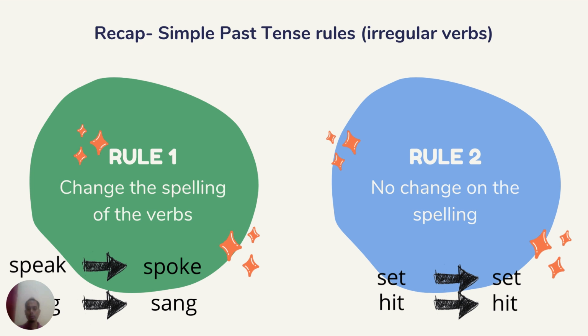And then rule number two is no change on the spelling. The spelling doesn't change. For example, said, and then the past tense form is also said. The word hit and the past tense for hit is also hit. I hope that you don't get confused because irregular verbs is a little bit confusing for you, compared with the regular verbs.